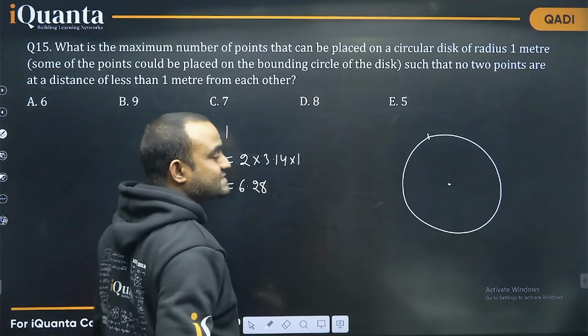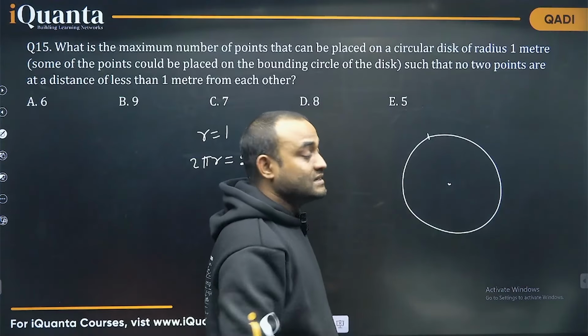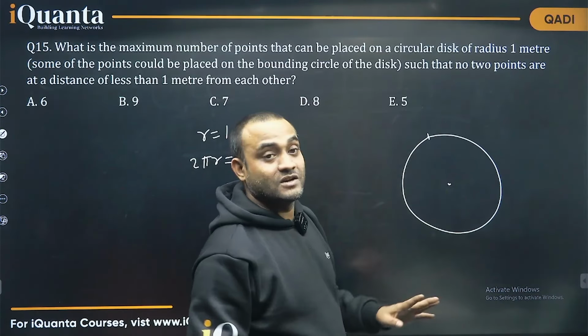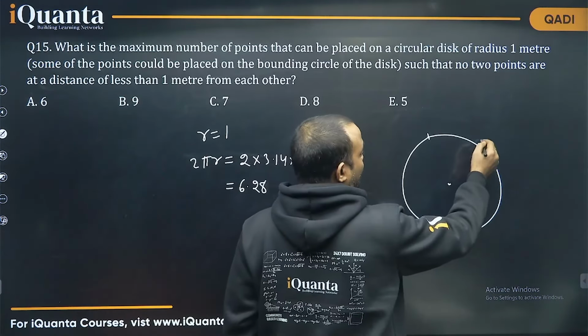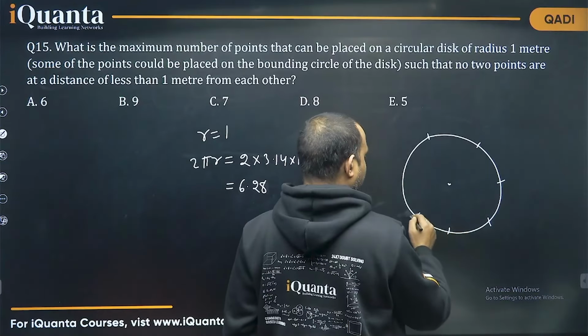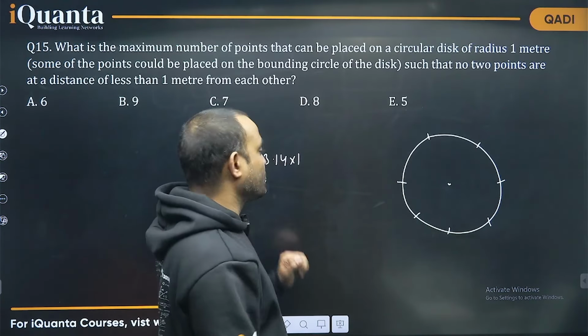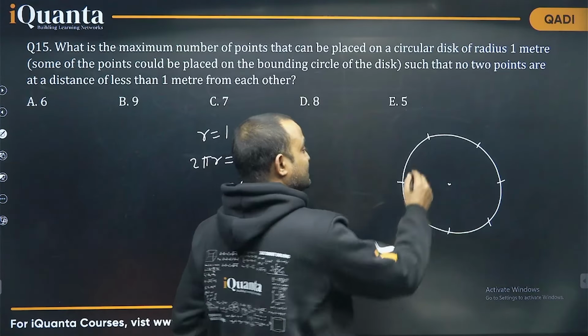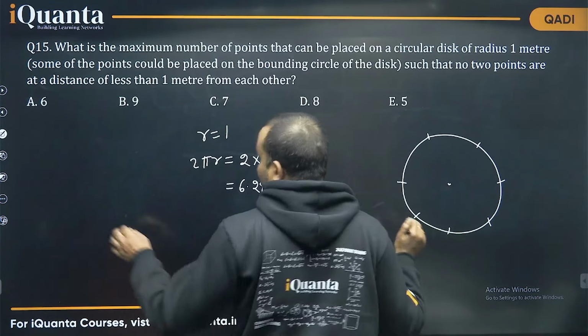The circumference is 6.28. If I want to put any point on the circumference, we know that the distance between that point and the center will always be 1. So we need to put points with a gap of at least 1, right? So how many such points can we put here? Total distance is 6.28. So the maximum number of points that we can put here, which are at a gap of at least 1, will be 6, not 7.